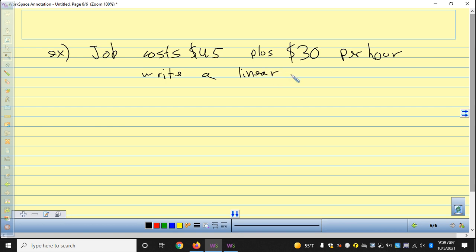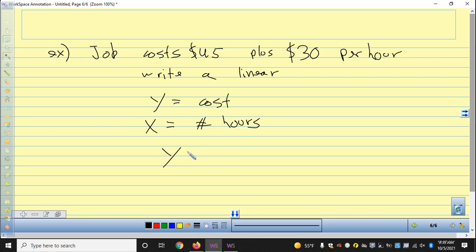So the guy says, well, it's going to cost $45 for me to come out, and then I charge $30 an hour. We had a guy the other day, a few weeks ago, install a light way up in a vaulted ceiling, and he said, well, it costs this much money for me to get my scaffolding out of storage, plus this much money per hour. Same kind of thing. Well, let's say y is our cost, and x is the number of hours.